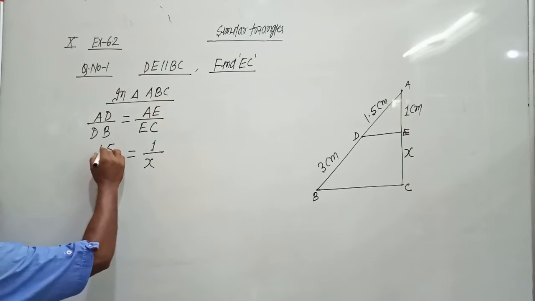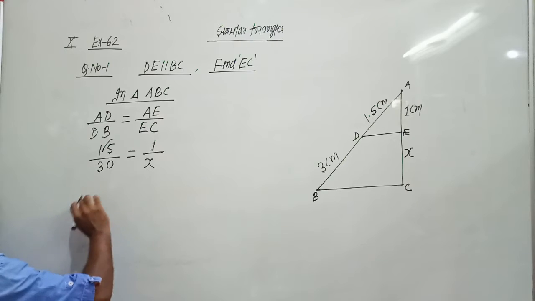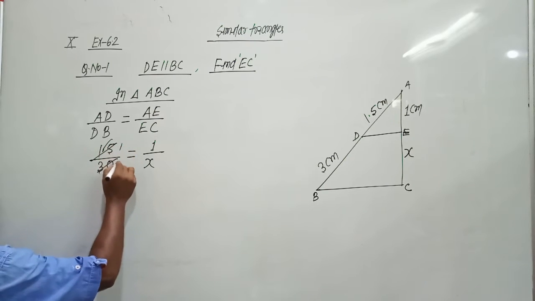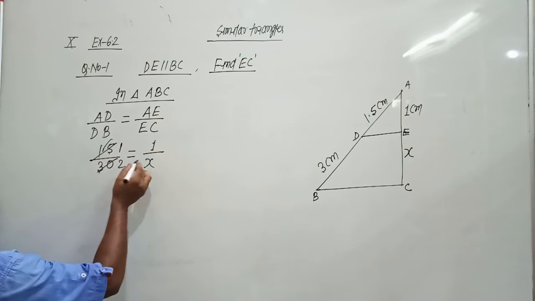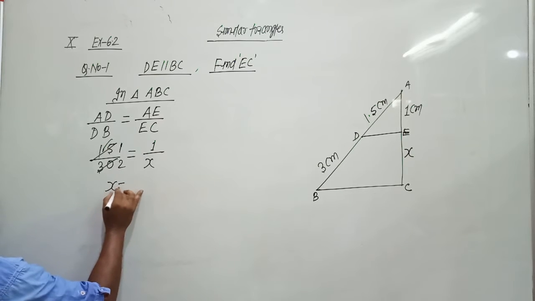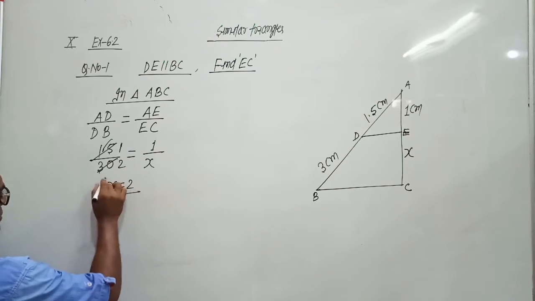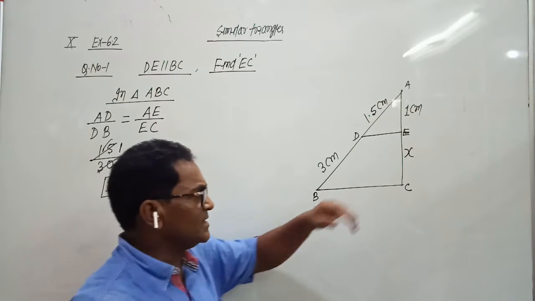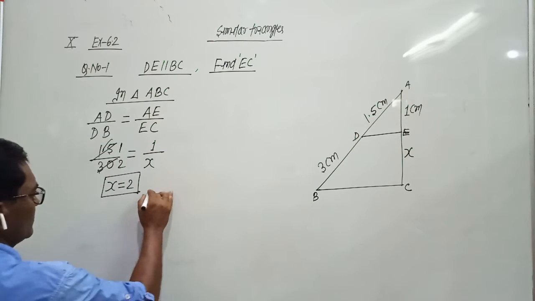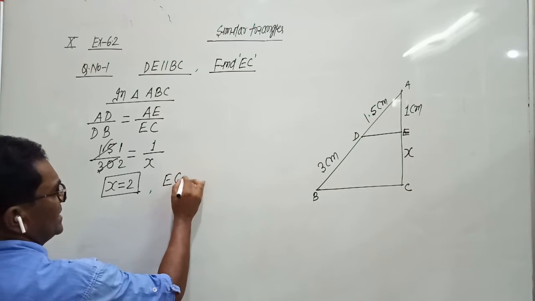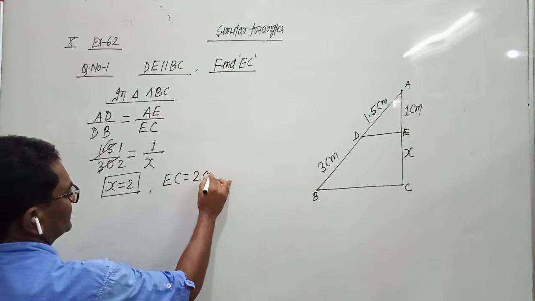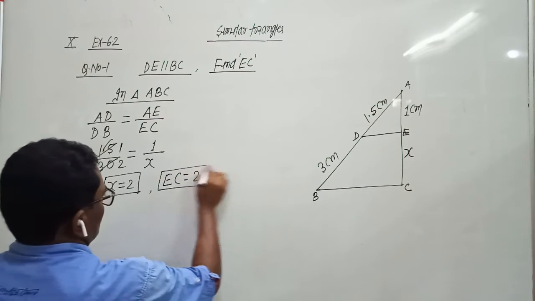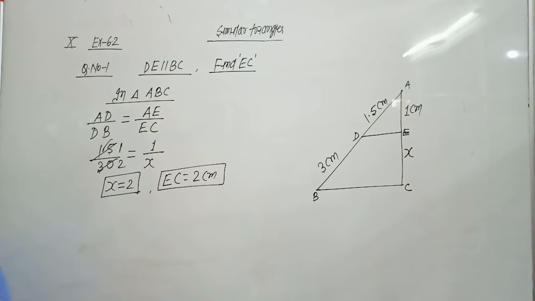Then remove the decimal. So we get 1 by 2, and by cross multiplication x equals 2. So we get the value of x, which is side EC. So EC equals 2 centimeter.